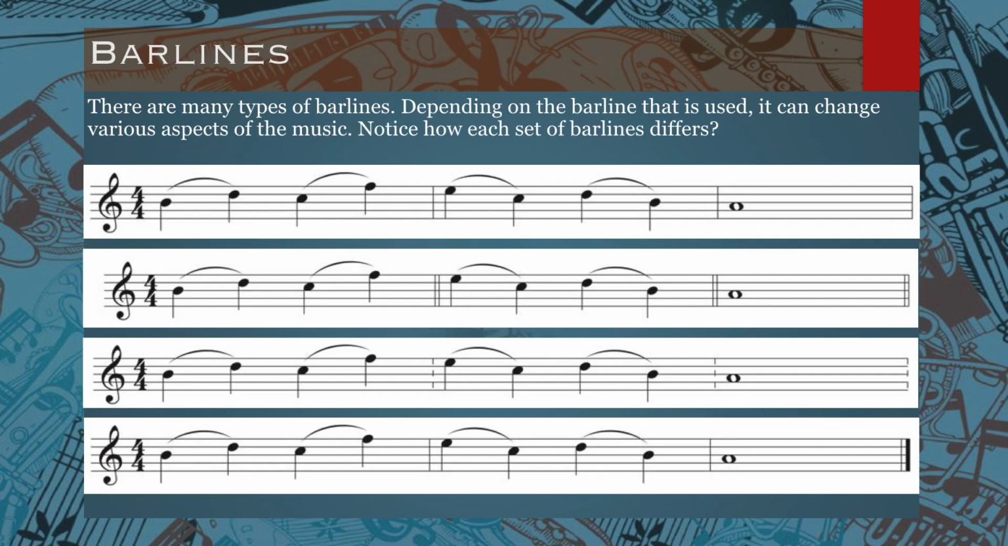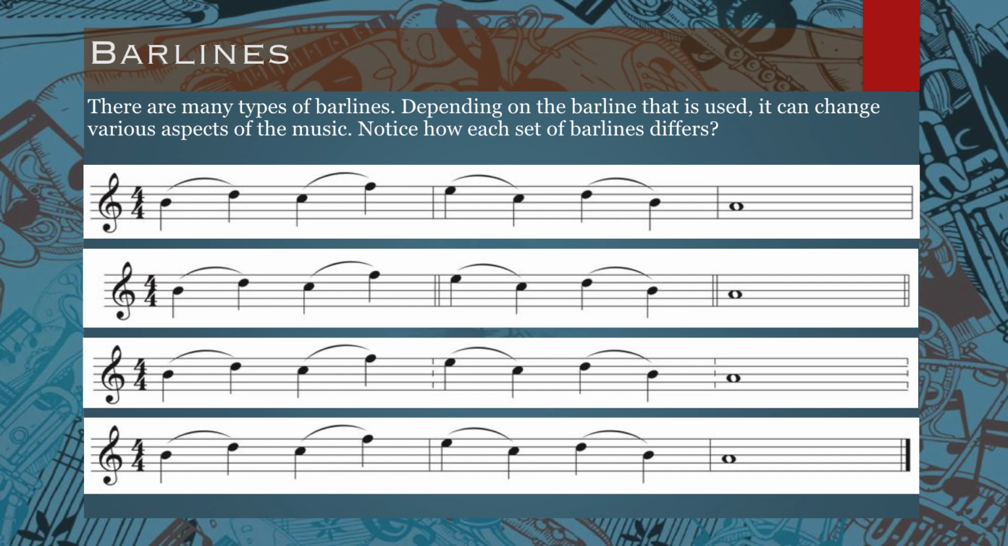So we have many different types of bar lines. Depending on the bar line that is used, it can change various aspects of the music and how it's performed. So take a look at this and notice how each set of bar lines differ. In the first image, you see the single bar line. You've already seen that before. In the second image, we have double bar lines. In the third image, we have a dashed bar line or a broken bar line. And in the final image, everything looks the same until that final bar line. Everything has single bar lines until that final bar line. And that's actually called a final bar line. It means the piece is over.